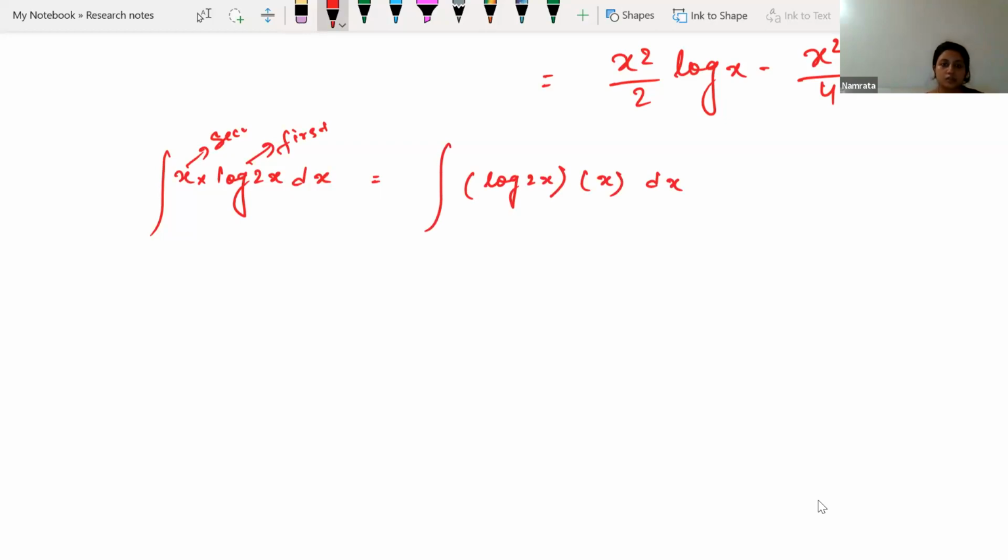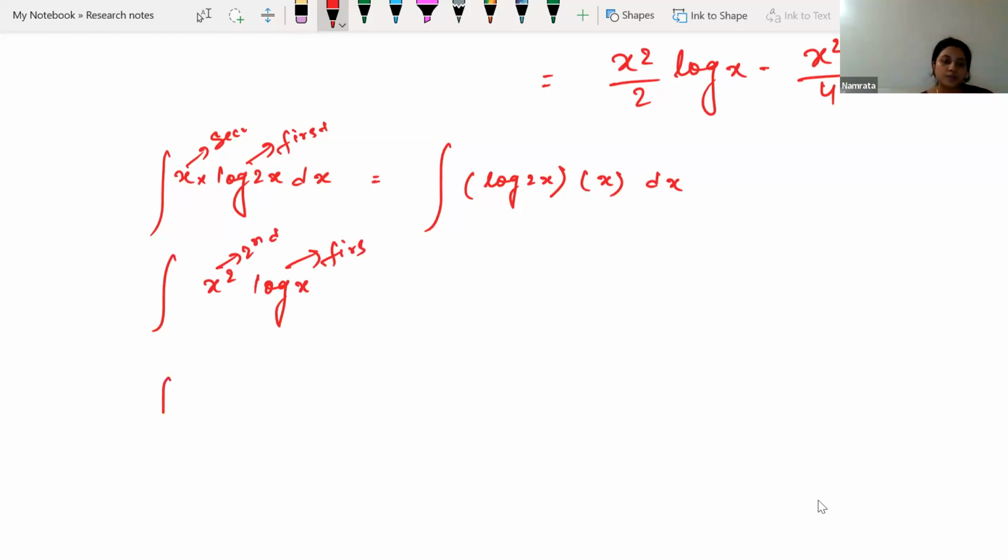Let me take one question from here. The next one is also x square log x. I said to you, take log x as the first function and x square as the second function. So if you are having x square log x, this is our first function and this is our second function. Accordingly, we will be using the formula.